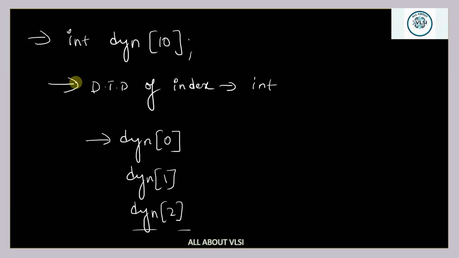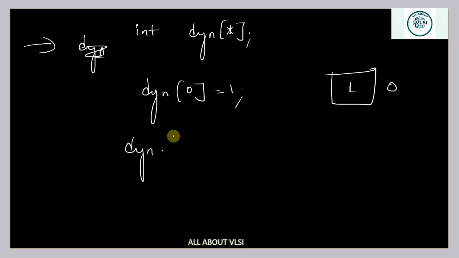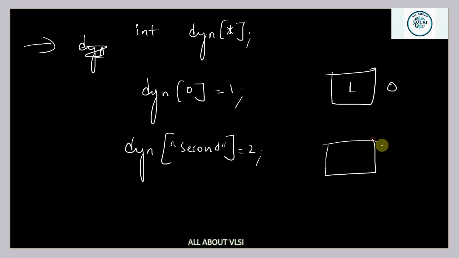Exactly. Okay. Now, in the case of your associative array, you can have index of any data type. For example, let me declare an associative array int dyn of star. Okay, so I can simply write dyn of 0 is equal to 1. Then a memory location will be created whose index is equal to 0 and the element 1 is stored. Okay, well and good. And if I am going to write dyn of second is equal to 2, then a memory location will be created and whose index will be named as second.